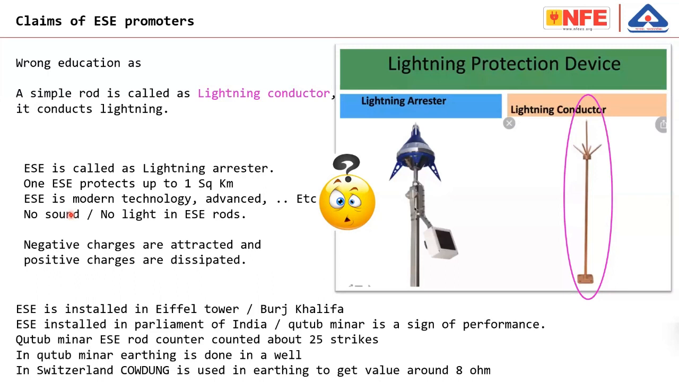That's it. So it doesn't mean that this ESE rod is protecting the Parliament of India for the next 20 years. Also, the manufacturers were claiming that one Indian scientist who worked in Switzerland used cow dung for attracting or sending the lightning current to earth. So really, the situation is pathetic.